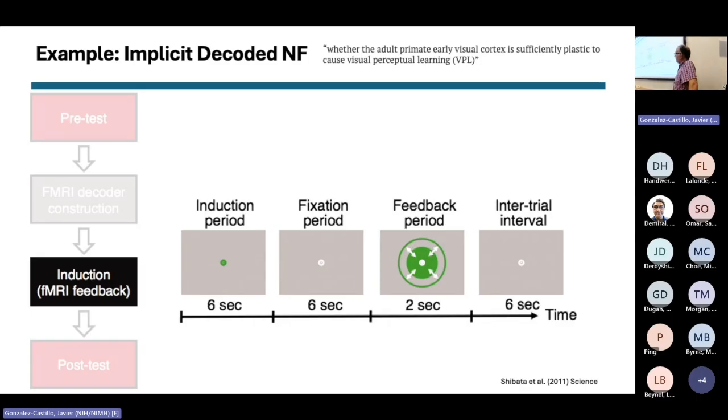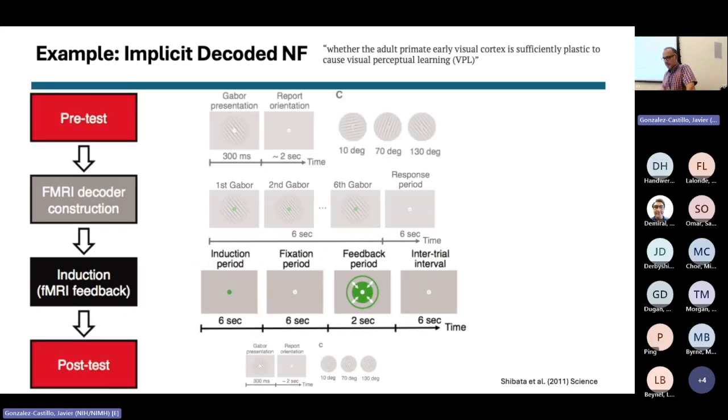Now, what did they do next? For each subject, they pick one orientation. So what the subject was going to see is a dot that increases in size every time their activity in a subset of visual cortex looked like the activity for one particular orientation. So for one person, the dot would only increase when they have that kind of pattern that's the same as when they're seeing the 10-degree Gabor patch, while for the next subject, that will only happen when it's the 130 degrees. But they don't know anything.